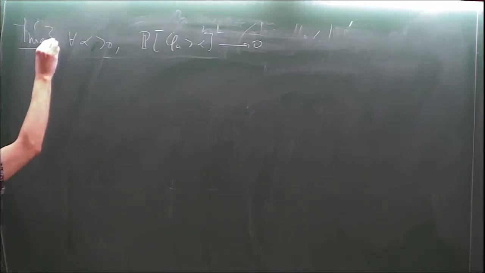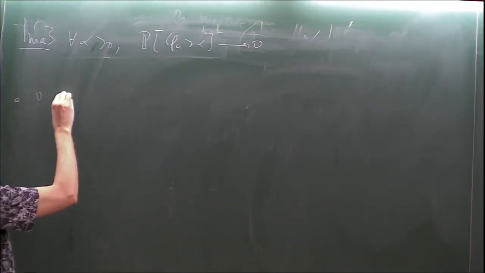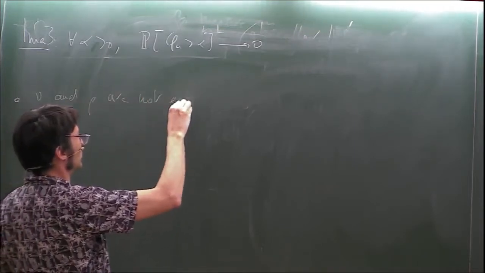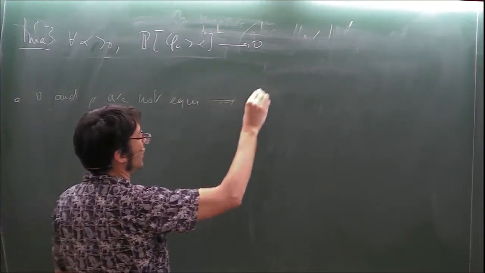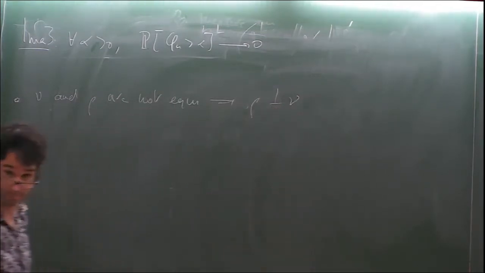So let me comment a little bit on these statements. First, what we know, because of ergodicity, is that if nu and rho are not equivalent, then they are totally singular. Okay? So what I expect is that this goes to 0 almost surely, for instance.